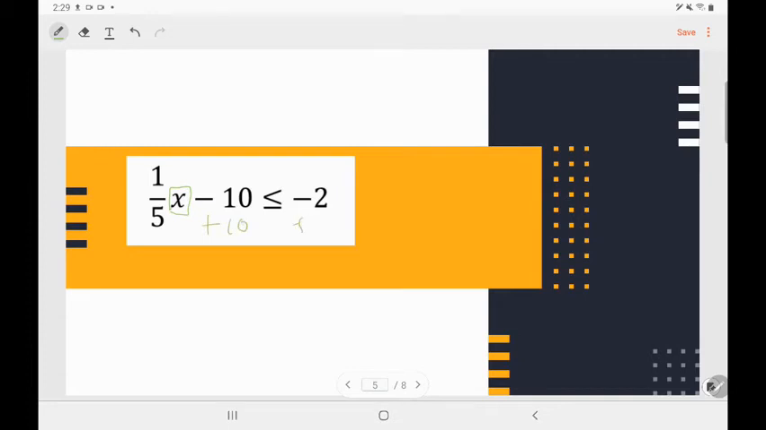Don't worry about that fraction until you have to. I have 1/5 x is less than or equal to 8. Next step, get rid of the 1/5.